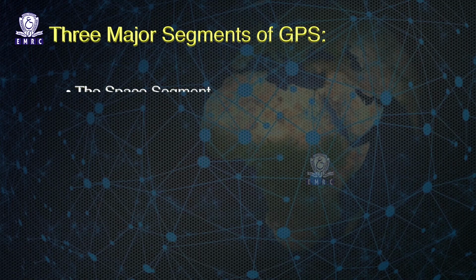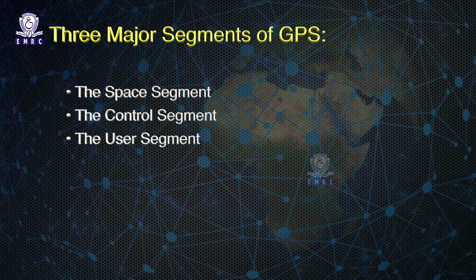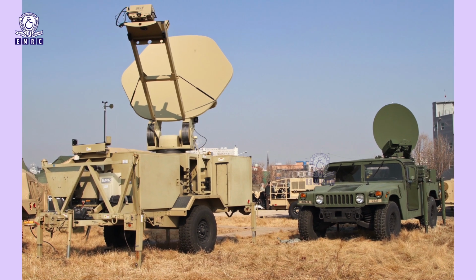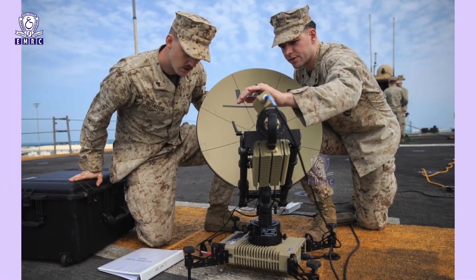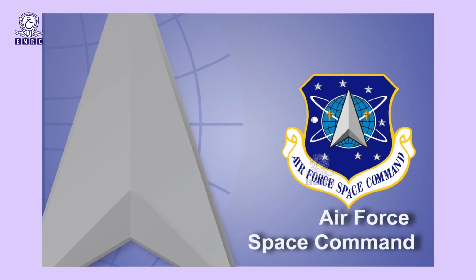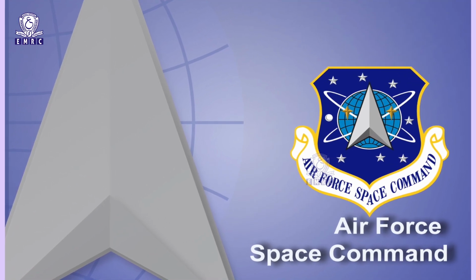GPS segments, or components of GPS, or principles of GPS. The global positioning system consists of three major segments: the space segment, the control segment, and the user segment. The space and control segments are operated by the United States military and administered by the US Space Command of the US Air Force. Basically, the control segment maintains the integrity of both the satellites and the data that they transmit.